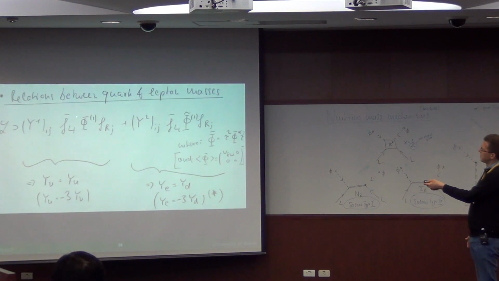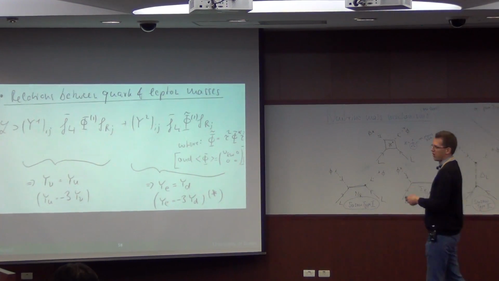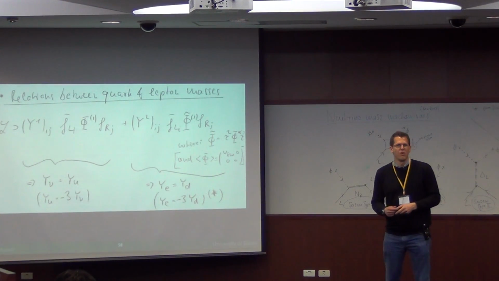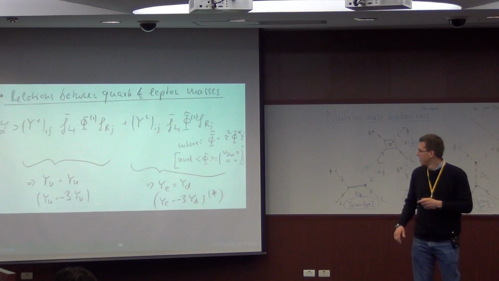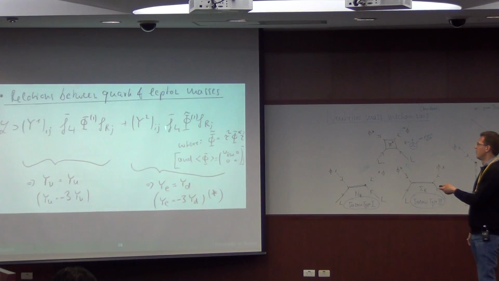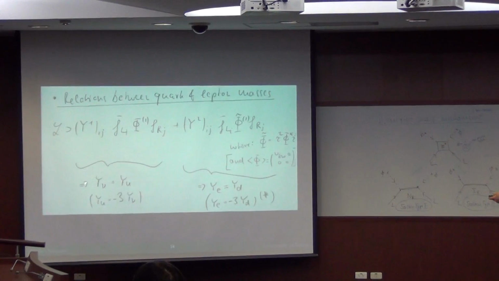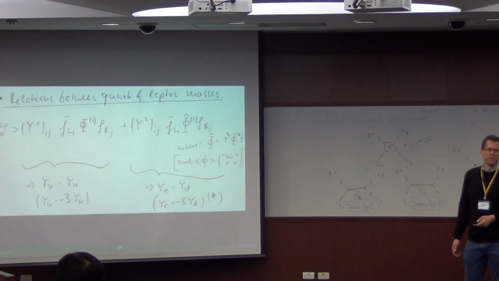And this here will give you Yukawa couplings for the neutrinos and for the up-type quarks at the same time. This here will give you Yukawa couplings for the charged leptons and the down-type quarks at the same time. So you only have one Yukawa matrix here, and this one Yukawa matrix can work for two different types of particles.